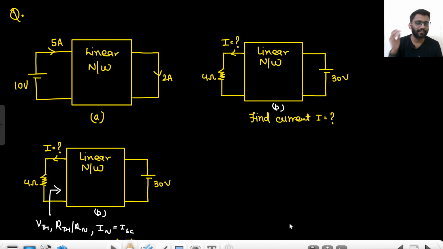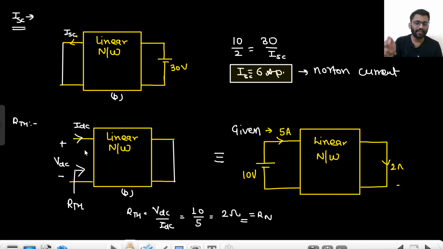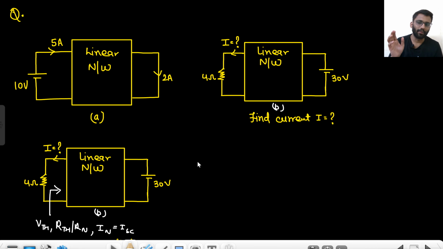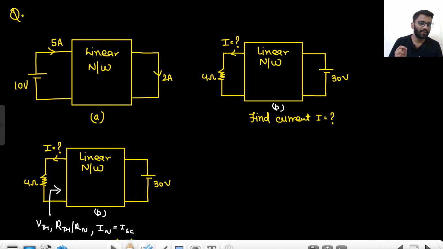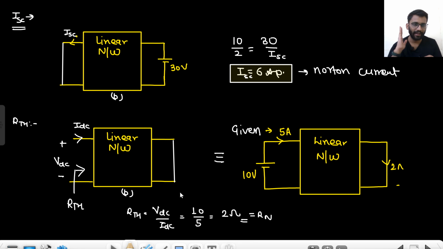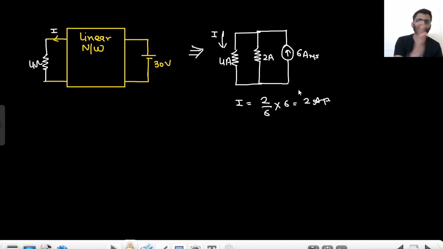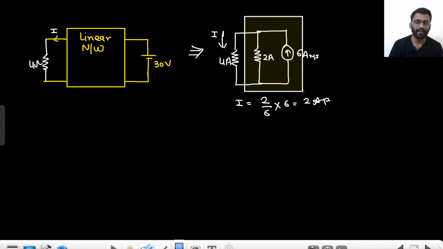Now I need to find the RTH. For finding RTH, what do I need to do? Open circuit it. I apply VDC and get IDC out of it and short circuit the 30 volt. Short circuit this 30 volt. So when I did like this, I got to know this circuit is similar to the given circuit. So if I am applying at this node 10 volt, I am getting 5 ampere. That means my RTH has to be 2 ohm. So I just replaced my circuit with 6 ampere and 2 ohm. So this was the replacement, right?